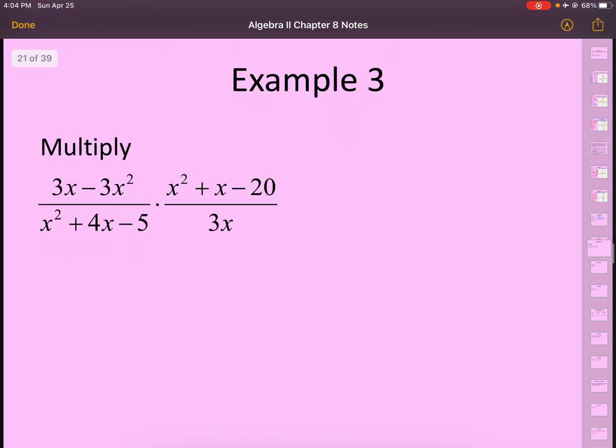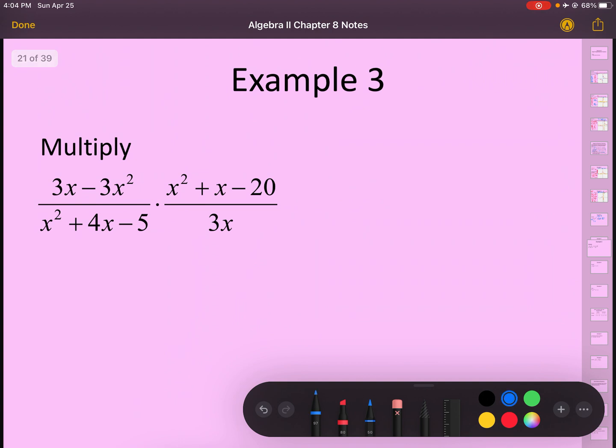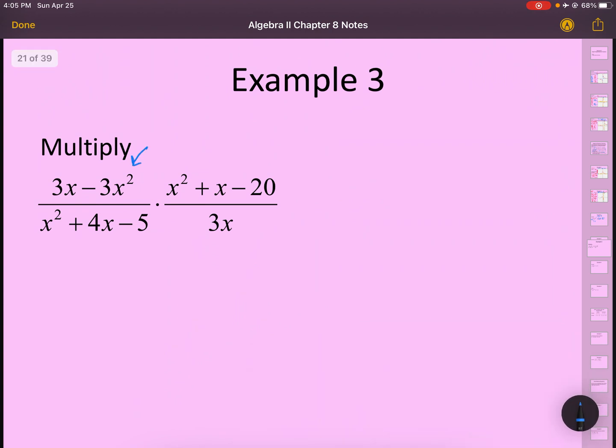In example 3, before we go multiplying straight across, what we're going to do is factor some stuff if we need to, and kind of factor by grouping or pull some stuff out first. So in the first numerator, I see that they both have 3's in them and an x. So let's pull out the 3 and an x, so that we're left with 1 minus an x.